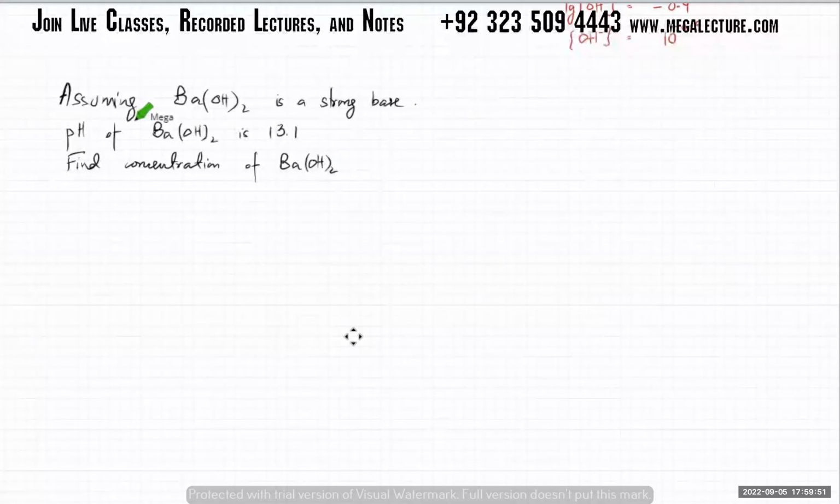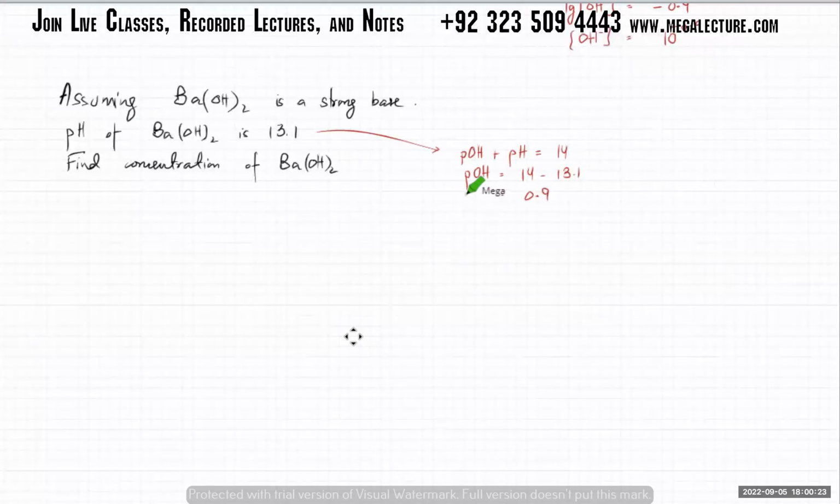First thing, for bases, you don't deal in pH. What you do is convert that into pOH, since pOH plus pH is equal to 14. So immediately you convert the pH into pOH. pOH will be 14 minus the pH, which in this case is 13.1. So it's going to become 0.9.